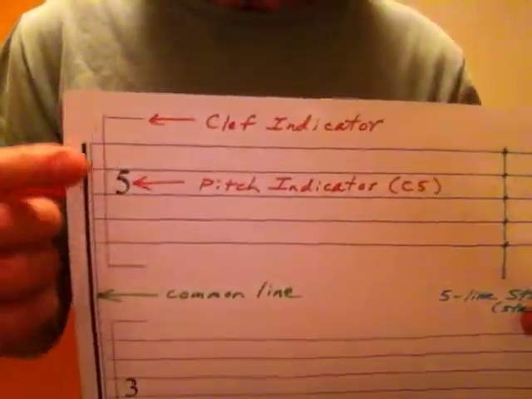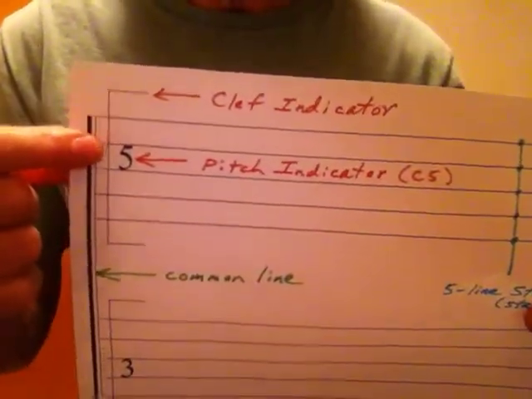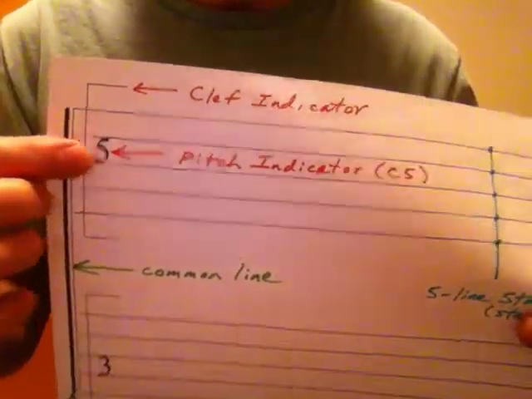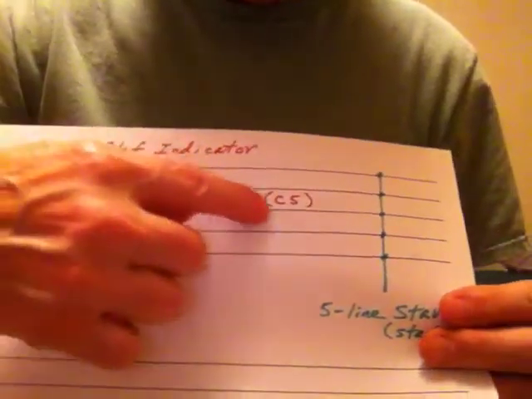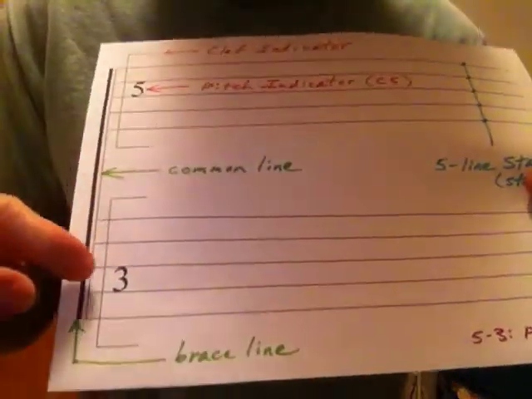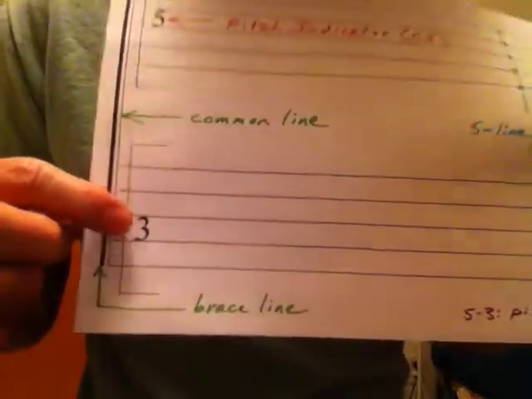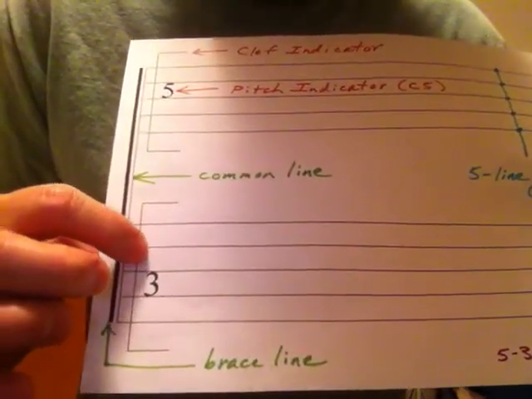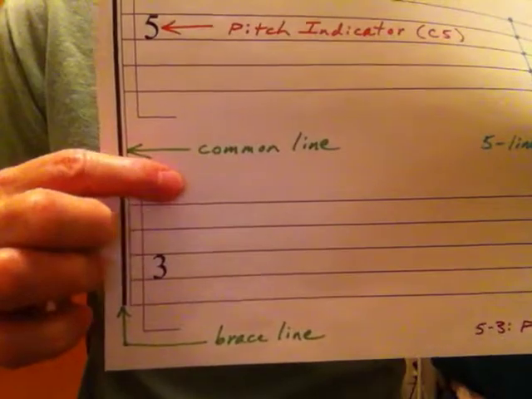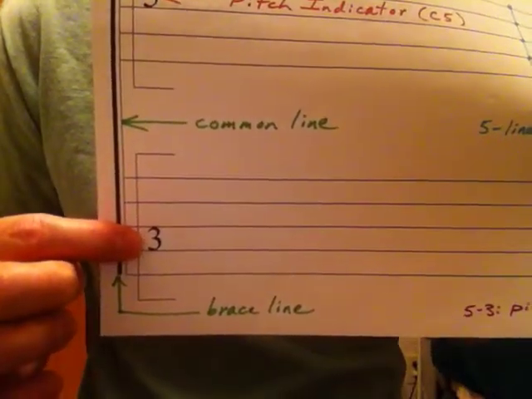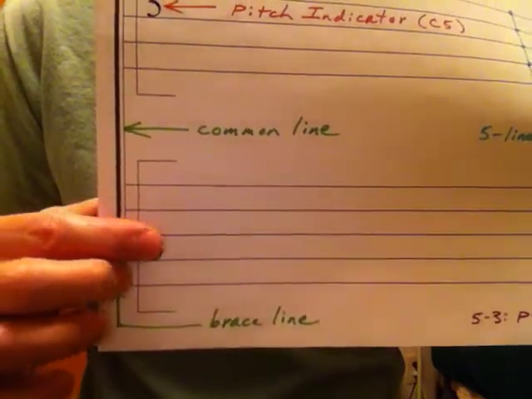Here's another example. This is the clef indicator, the C shape. The number is the pitch indicator. And as I said, this 5 means the tone that you hear will be a C5. Down here is another C clef. This is called the C3 low clef because the 3 is in this space, all right, not this space. And this is the clef indicator, the C, and this is the pitch indicator. That makes it very clear.